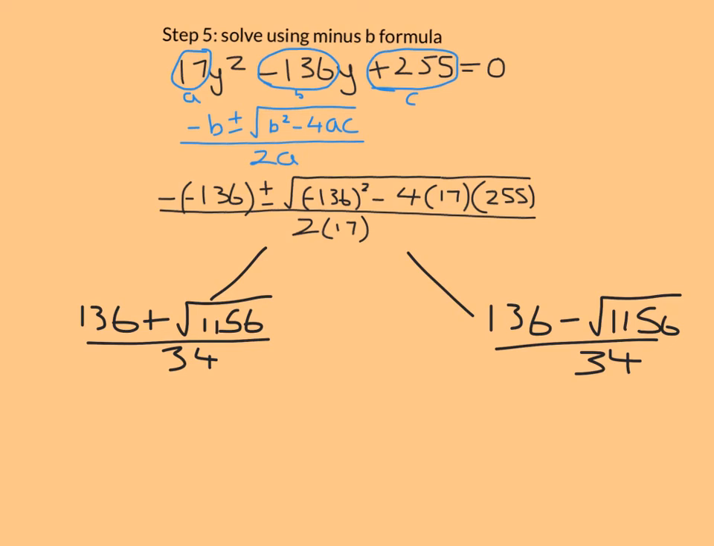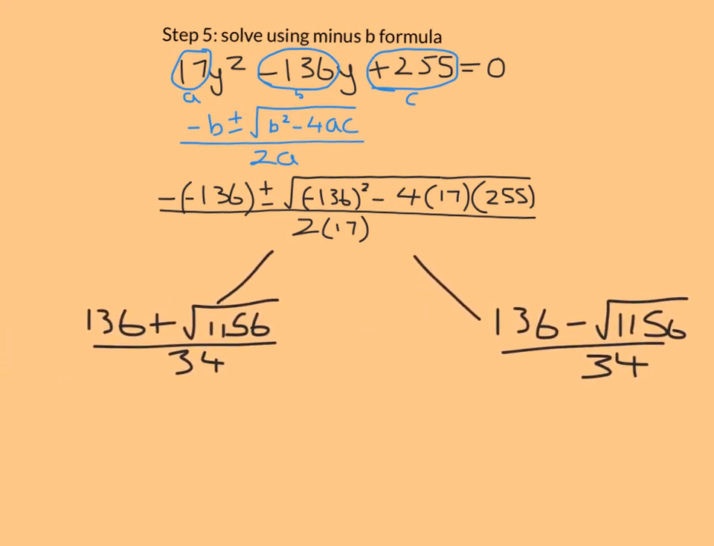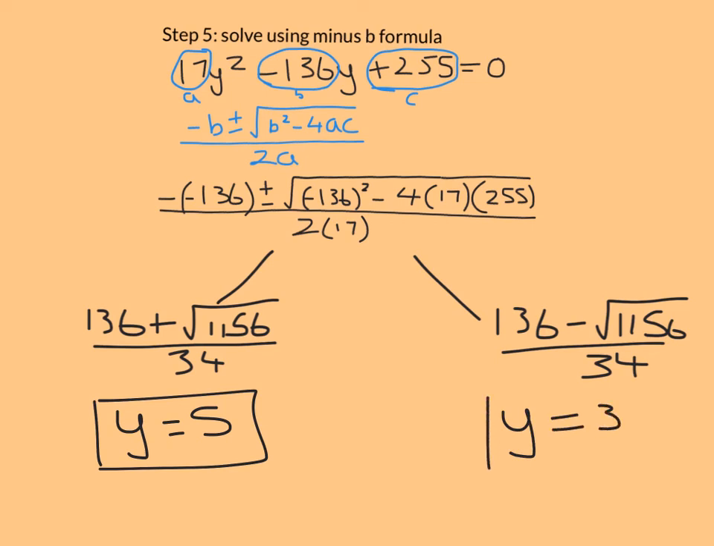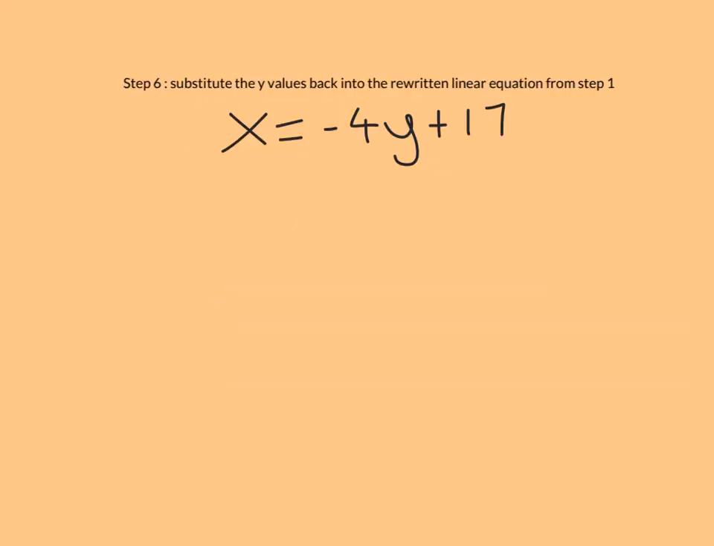Now, the answers I get then, I would go ahead and put all of this into the calculator, and what you should get is y is equal to 5 on this side, and similarly on the other side you should get y is equal to 3. Okay, last step.